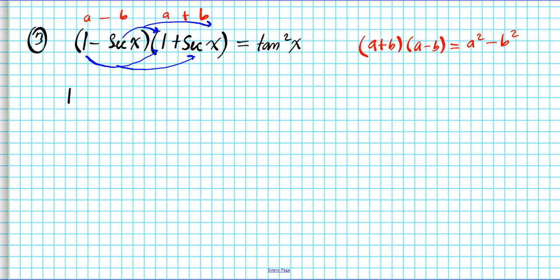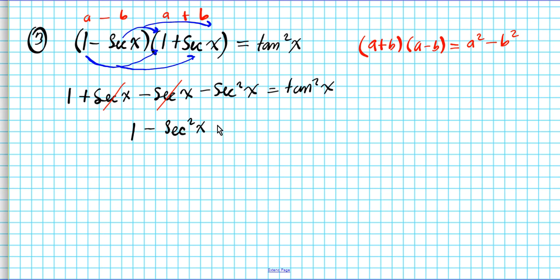So 1 times 1 is 1. 1 times secant x is positive secant x. Negative secant x times 1 is negative secant x. Negative secant x times positive secant x is negative secant squared x. Anytime you expand or FOIL out a difference of squares, what always happens to the middle term? They cancel out. So we end up with what Ileana said: a squared is 1 squared, which is 1, minus b squared, b is secant, which is secant squared x, equals tan squared x. We do not know yet if this is true.